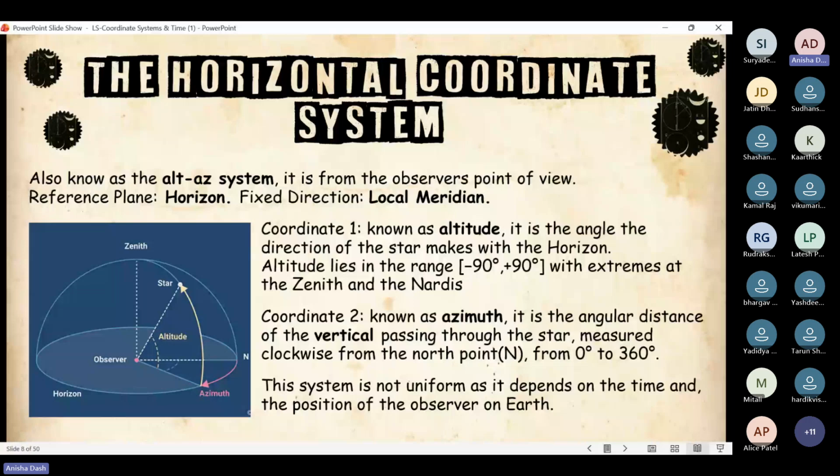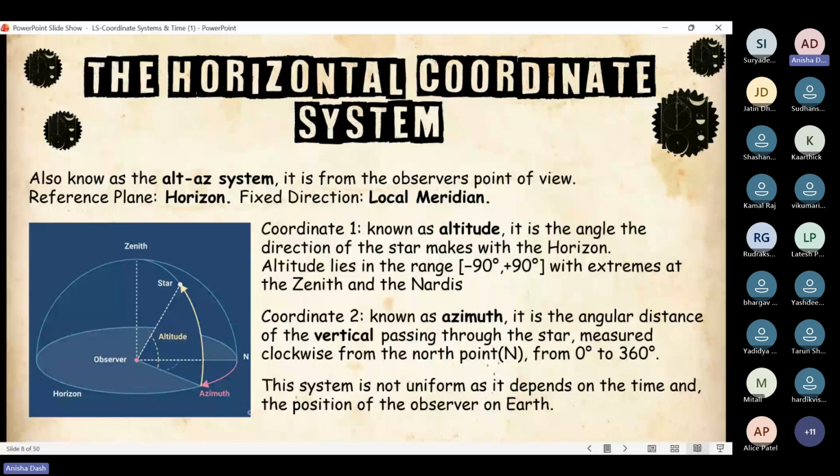As you can see, the horizontal coordinate system is from the observer's point of view. The first coordinate is the angular distance of a celestial object from the horizon. It's known as the altitude. The second coordinate is known as the azimuth, and it's the angular distance of the object from the local meridian. More specifically, it's the angle measured clockwise from N, and its range is 0 to 360 degrees.